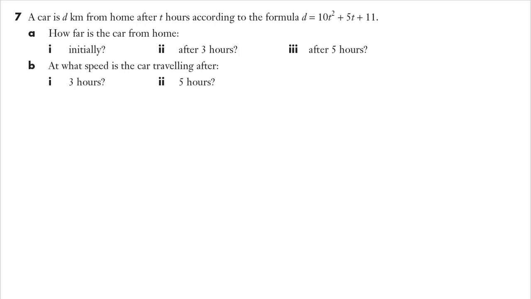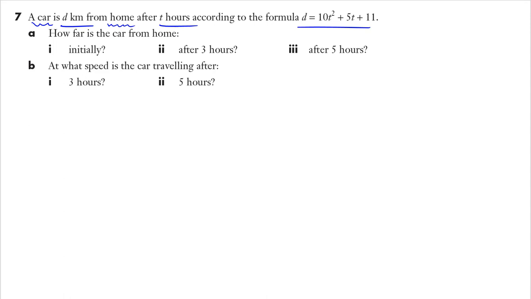Question 7, a car is d kilometres from home after t hours. So our units are kilometres per hour, I guess, if we're talking about speed. And we've got the formula for the displacement, 10t squared plus 5t plus 11. Now, interestingly enough, the term displacement means the distance from the origin that the particle would be. In this case, the particle is a car, and the origin is home, and that would be counted as d equals 0.